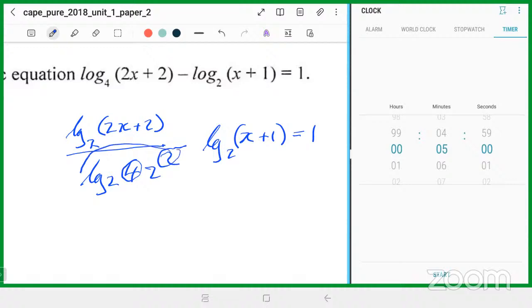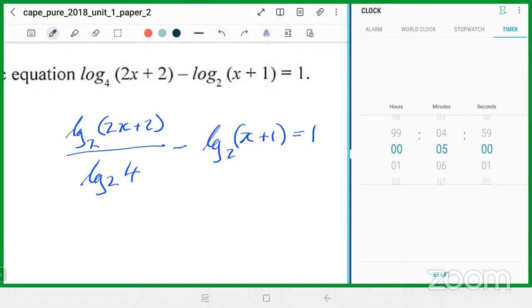This 2 can come to the front, it will be 2 log to base 2 of 2. So this part of it will be equal to 1. So this equals 2 under here, so this then becomes like half of this expression, because we're putting a 2 under here.